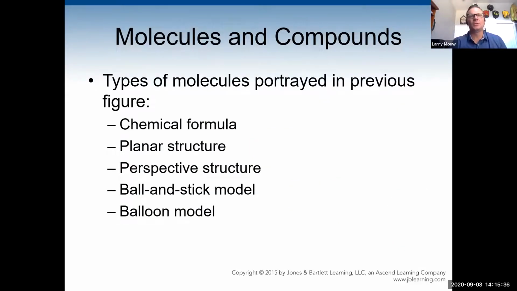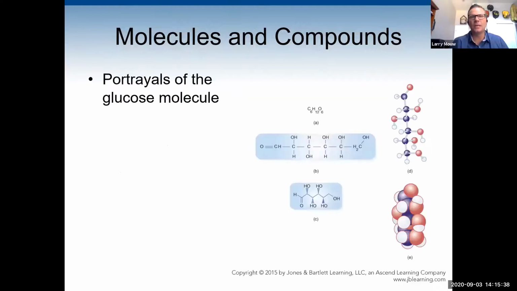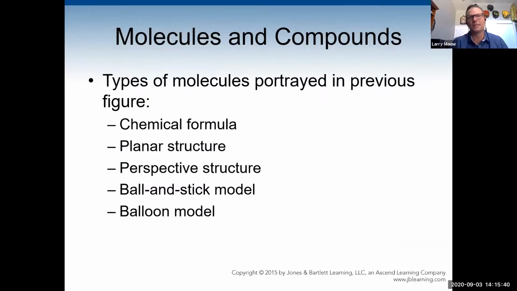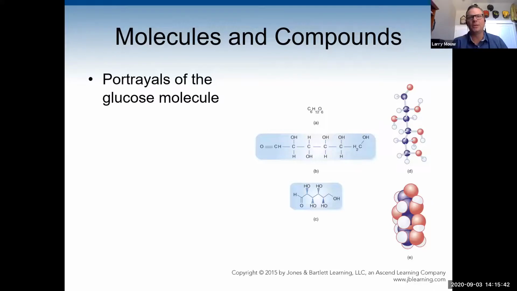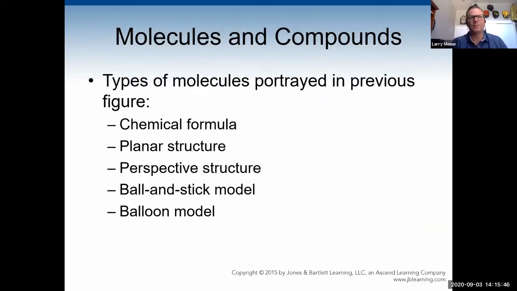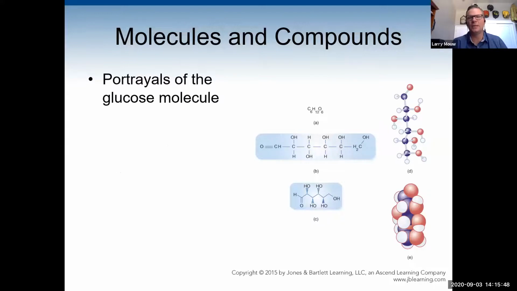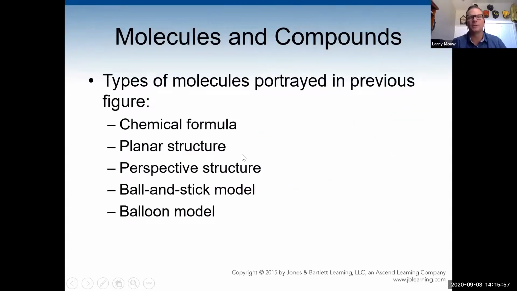So we look at some of those, the CH4 or the C6H12O6, that's the chemical formula. The planar structure is seen there in B. The perspective structure is D or C. The ball and stick model is D, and then the balloon model is E. So just all different ways to represent those chemical formulas.